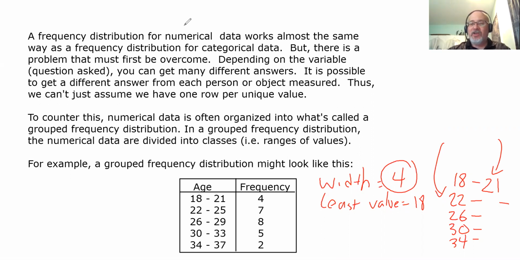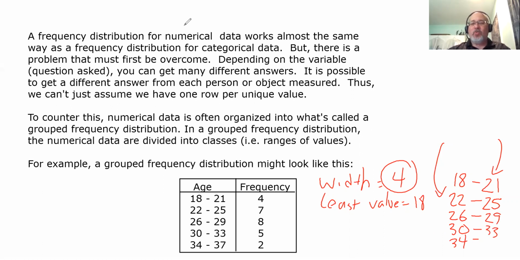The second class should end right before the third class begins. Third class begins at 26, which means the second class ends at 25. The third class should end right before the fourth begins. The fourth begins at 30, which means the third should end at 29, and repeat.